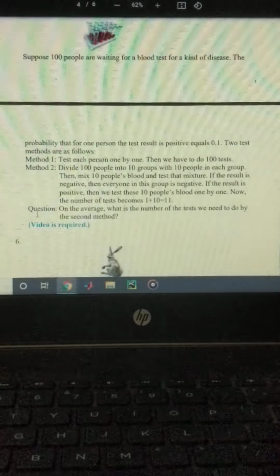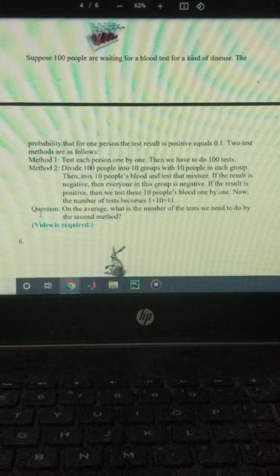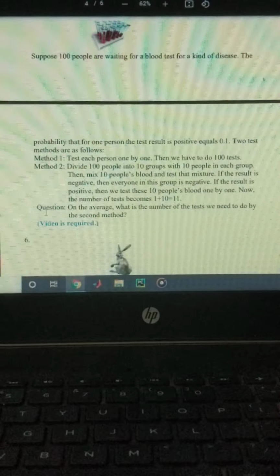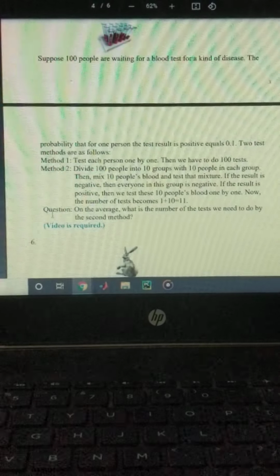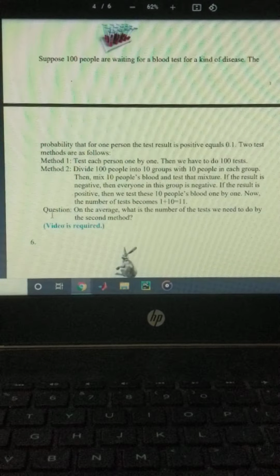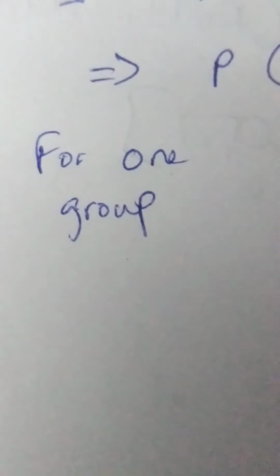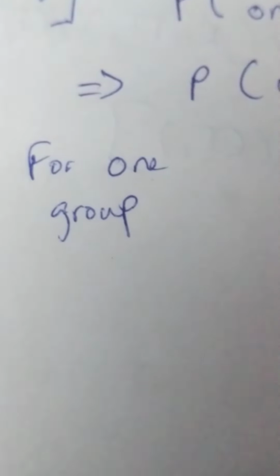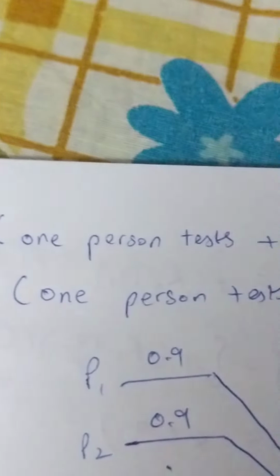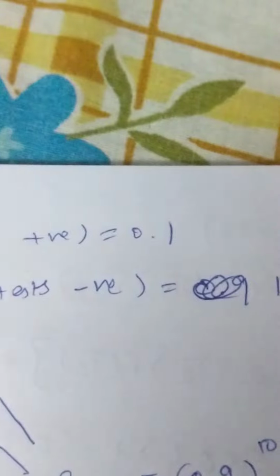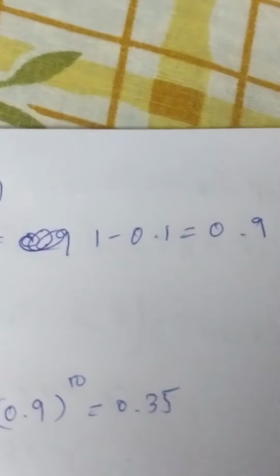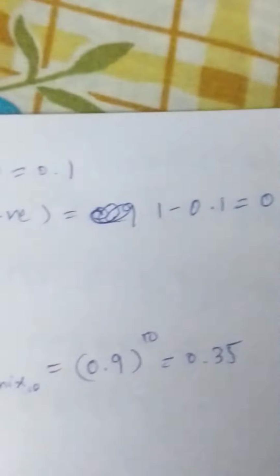So the question at hand is what the average number of tests would be which would be required if the second method of testing is done. Let us say take the first group which has 10 people. We know that the probability that one person tests positive, which is given as 0.1, so the probability that one person tests negative is 1 minus 0.1, that is 0.9.